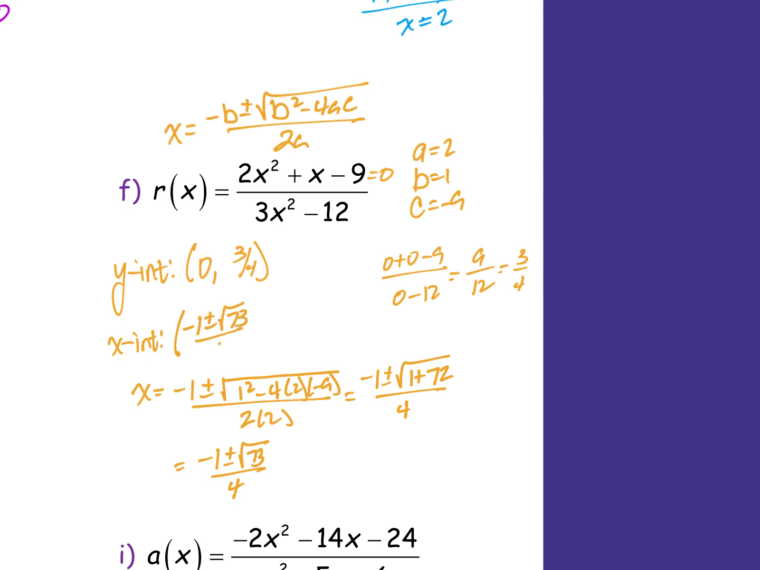I'm only going to write one of them, even though it's 2, right? I've got plus or minus, so there's 2 x-intercepts. There's -1 plus the square root of 73 divided by 4, and then there's -1 minus the square root of 73 divided by 4, right? I just don't have enough room to write 2 of them right now.